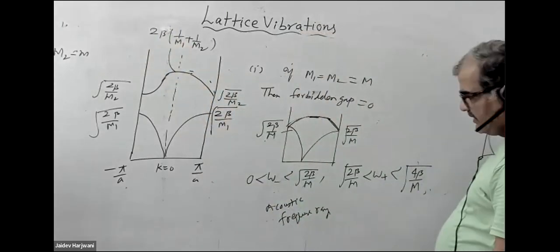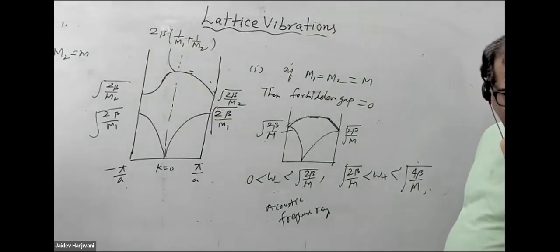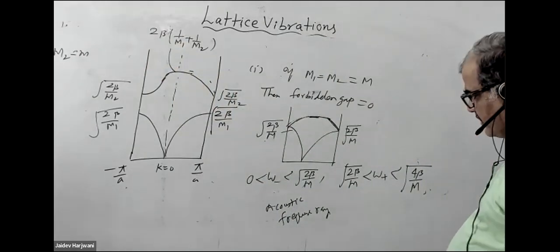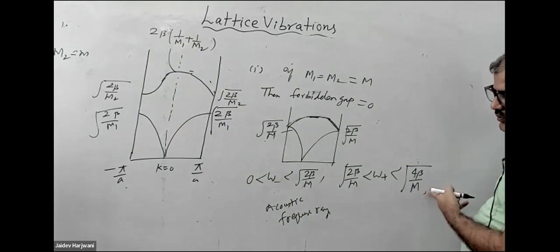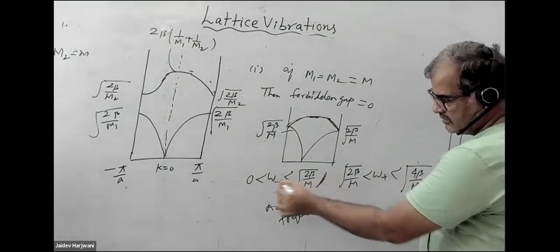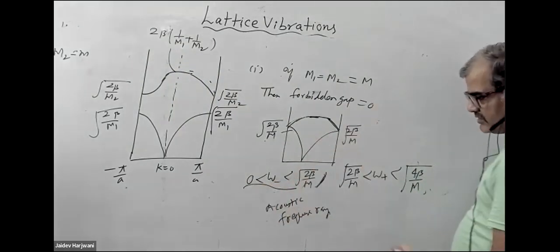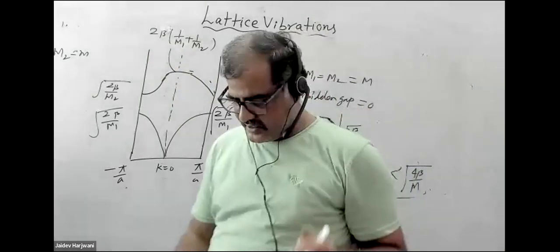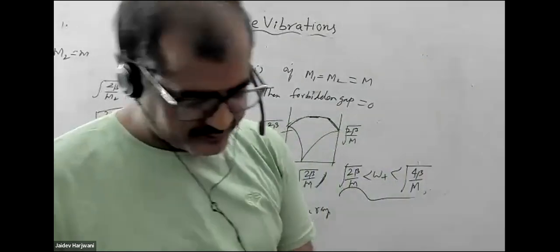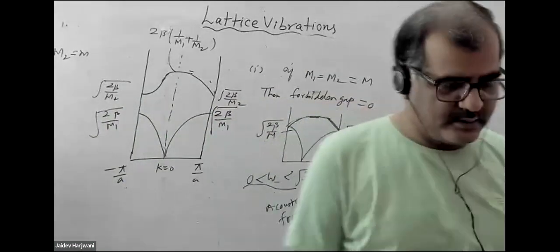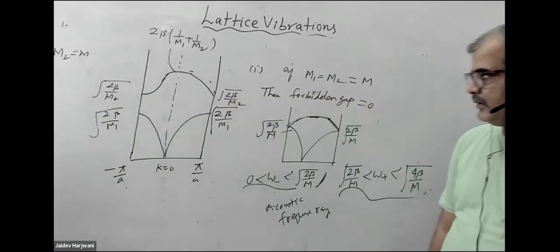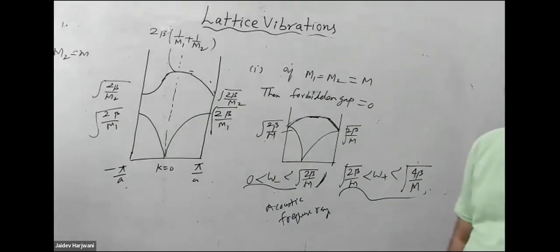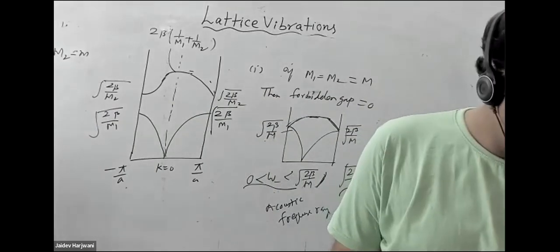Okay, that means what we have seen in our one-dimensional lattice, you're getting the same cutoff frequency. Okay, now the range is the same. So from this to this is acoustic, and from here to here is your optical branch. Okay, and there's no gap between. This is the first thing. Any question?